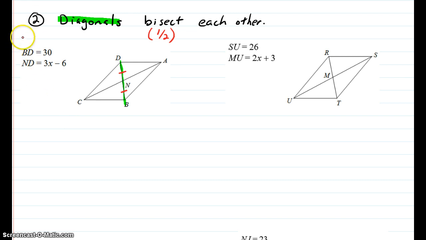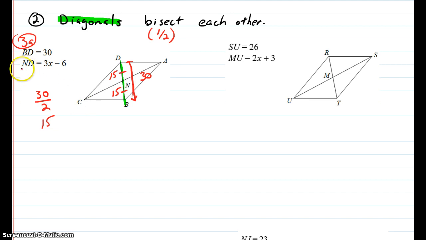And so now in this problem, we'll call it 3a. It says BD is 30. So the whole thing from here to here is 30. So if the whole thing is 30, and I want to know what just this piece is, I would just take 30 and divide by 2. So what is half of 30? Well, half of 30 is 15, so that means that this piece here is 15, and this piece here is 15. Because 15 and 15 make 30.